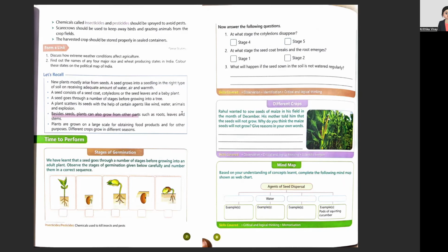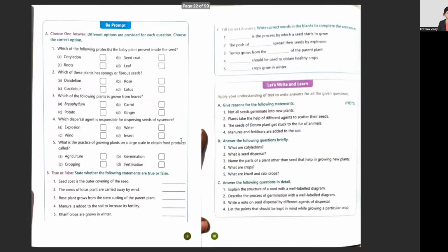Besides seeds, plants can also grow from other plant parts such as roots, leaves and stems. Plants are grown on a large scale, obtaining food products and for other purposes. Different crops grow in different seasons.